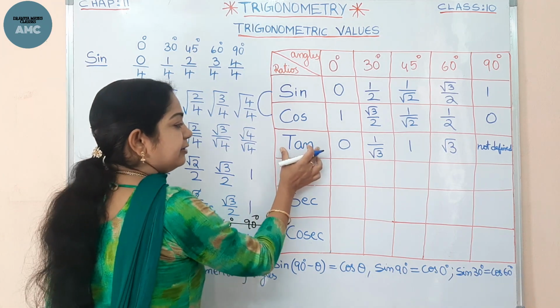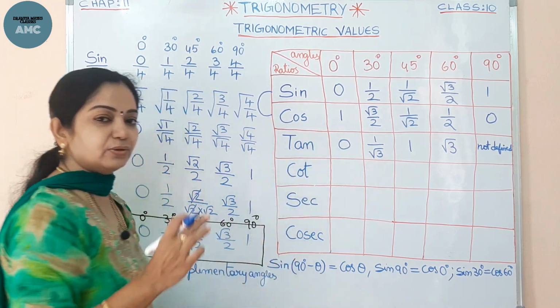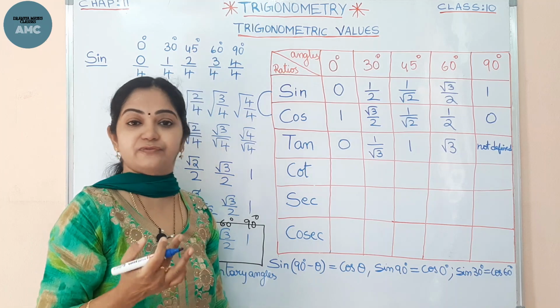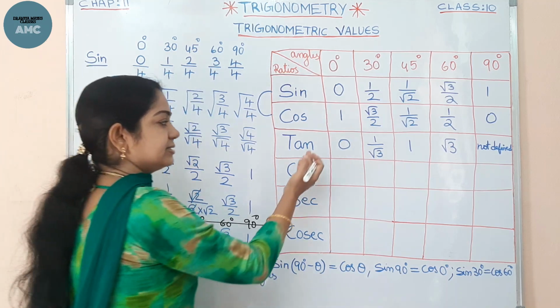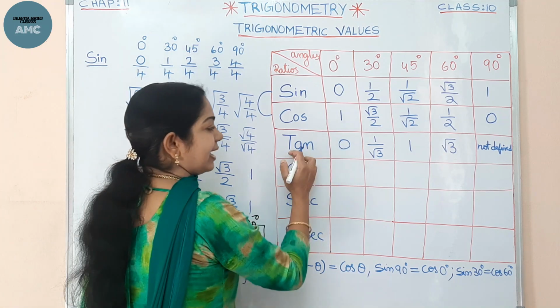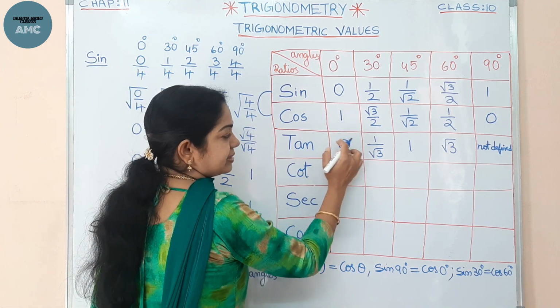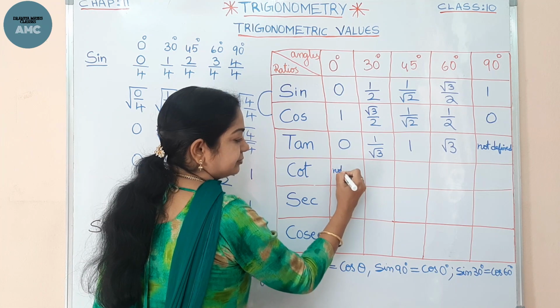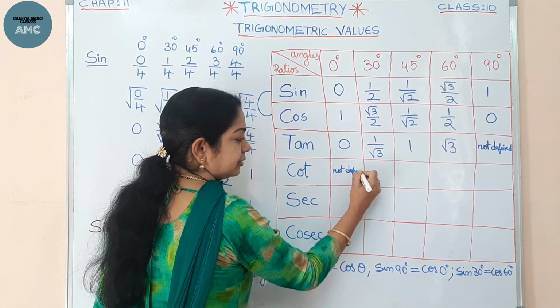Now for the cot values, cot we know is the multiplicative inverse of tan, isn't it? It is a multiplicative inverse, that is the reciprocal of tan. So 1 by tan is cot, isn't it? So 1 by 0, here not defined.